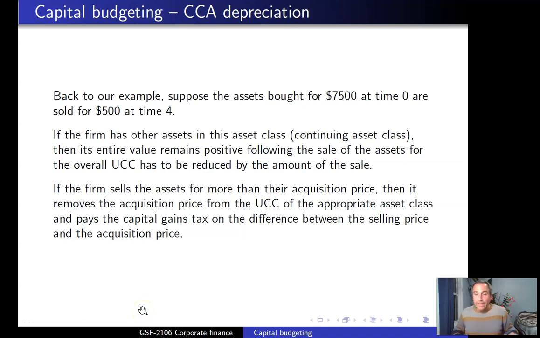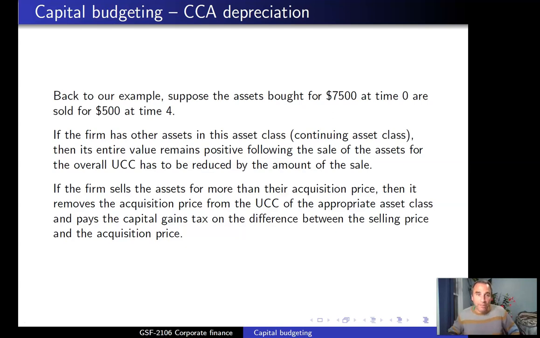Okay, capital budgeting, CCA depreciation when the assets are sold eventually. So suppose that in our example, the assets bought at time zero for $7,500 are sold for $500 at time 4. So what happens with respect to tax regulations?